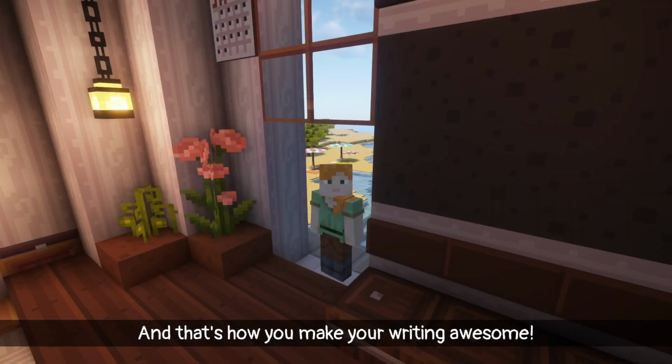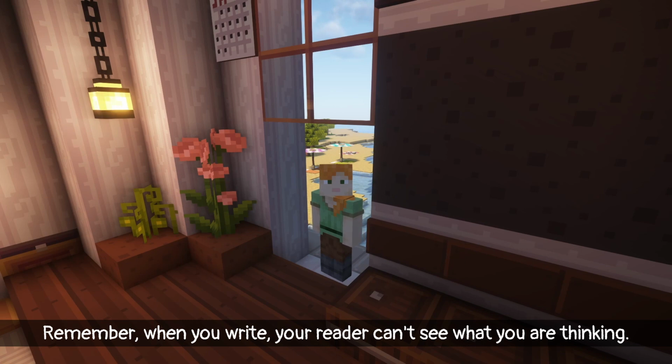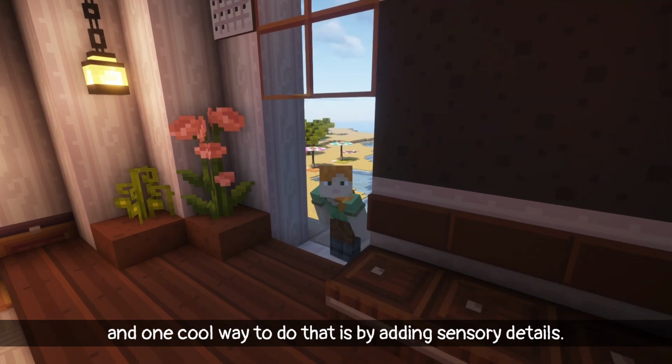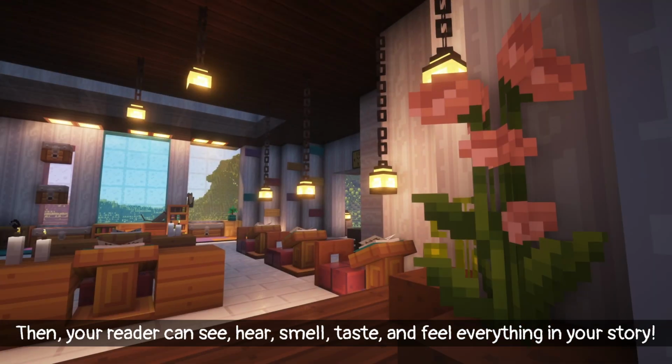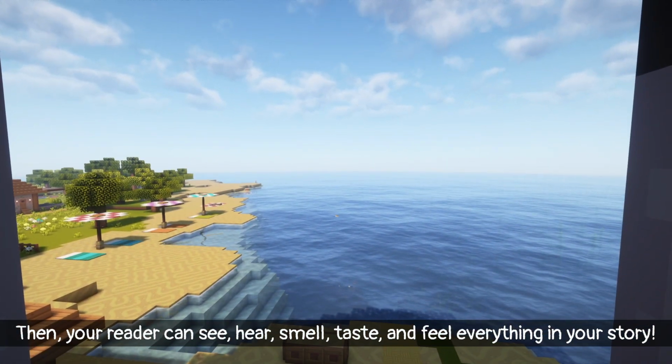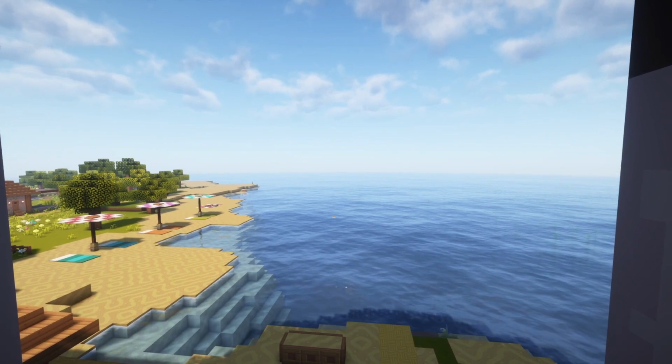And that's how you make your writing awesome. Remember, when you write, your reader can't see what you are thinking. You need to use words to create pictures in their heads, and one cool way to do that is by adding sensory details. Then, your reader can see, hear, smell, taste, and feel everything in your story.